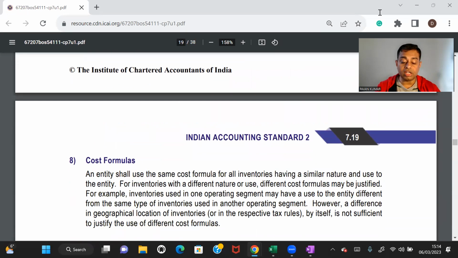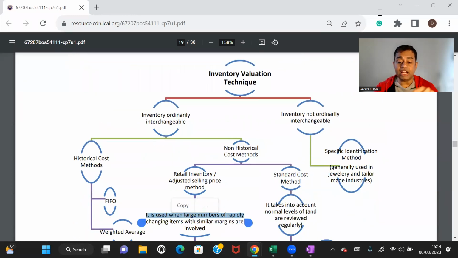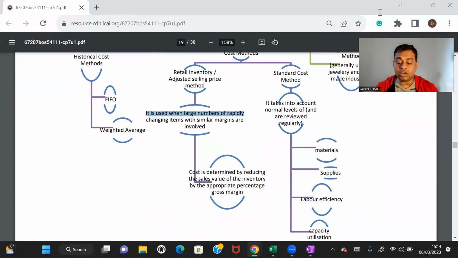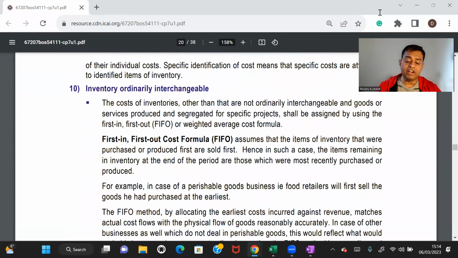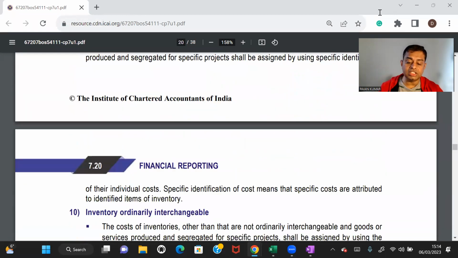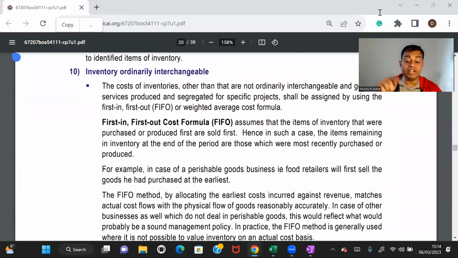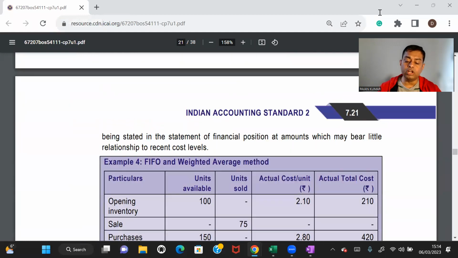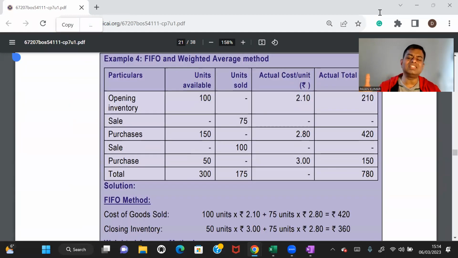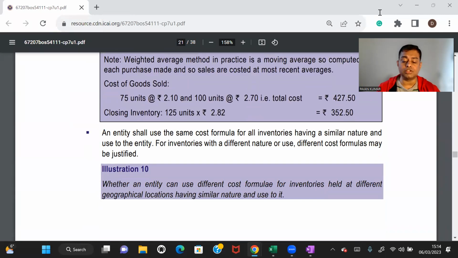That's all. You understand this question? Again, I'm telling you, this chart on the 19th page is very important. Please make a note. You have to read this. And after that, inventory which is ordinarily not interchangeable, and inventory which is interchangeable. If it is interchangeable, you can use FIFO, you can use weighted average. Regarding FIFO and LIFO, one question is given, but this is an LKG question. You might have seen this in your 11th class, 12th class also.